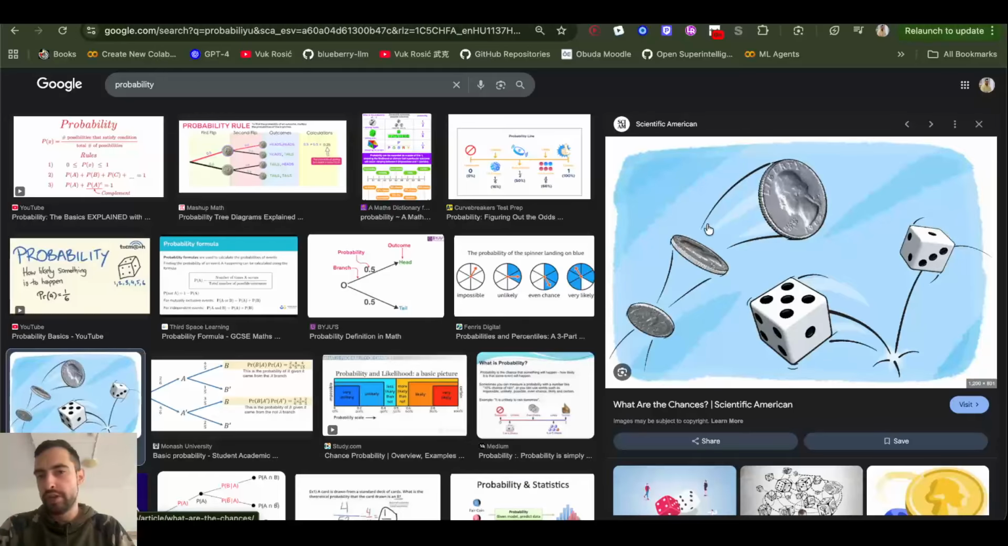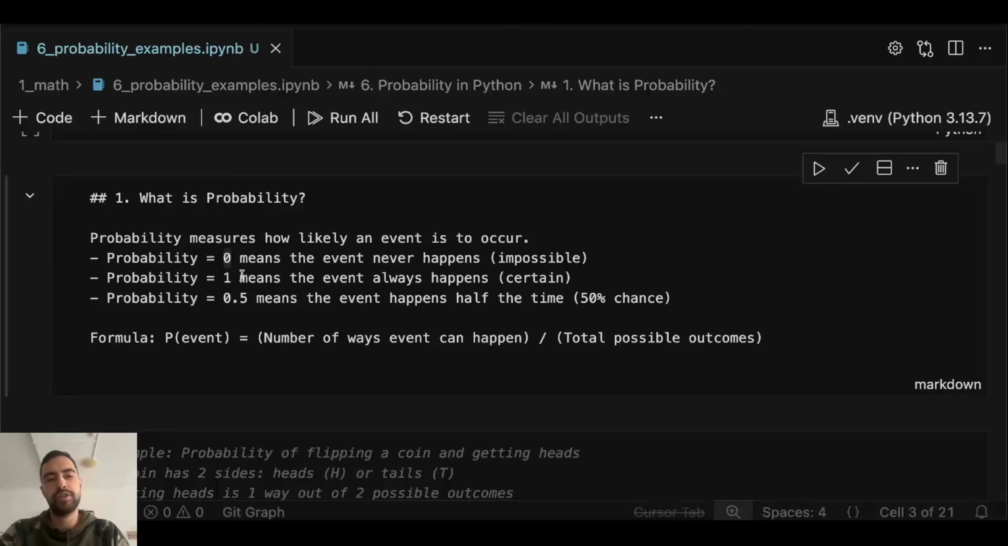So you have a coin. Let's assume it's a fair coin. You flip it, you have 50% chance to get heads, 50% chance to get tails. Or you roll a dice, 6 sides, so you have 1/6 chance for any particular side to appear, to be rolled. Probability measures how likely an event is to occur.